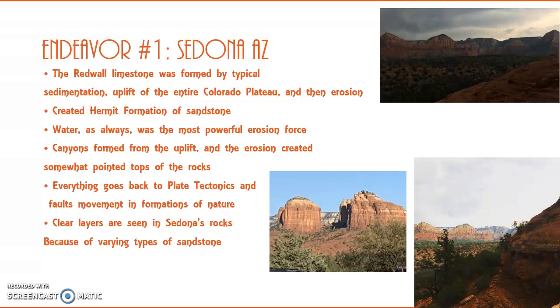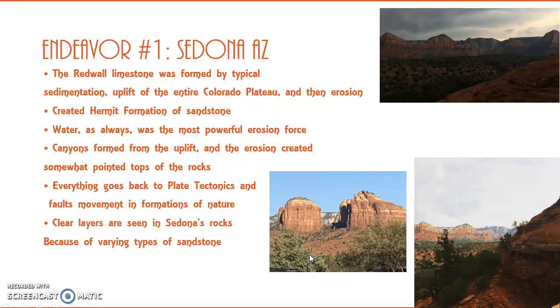And I learned that the Redwall limestone was formed by normal sedimentation, which was started by the uplift of the entire Colorado Plateau, and then erosion followed. And this created the Hermit Formation of sandstone. Water, as always, was the most powerful erosion force. And canyons were also formed from the uplift, and the erosion created somewhat pointed tops on some of the rocks, as you can see right here.